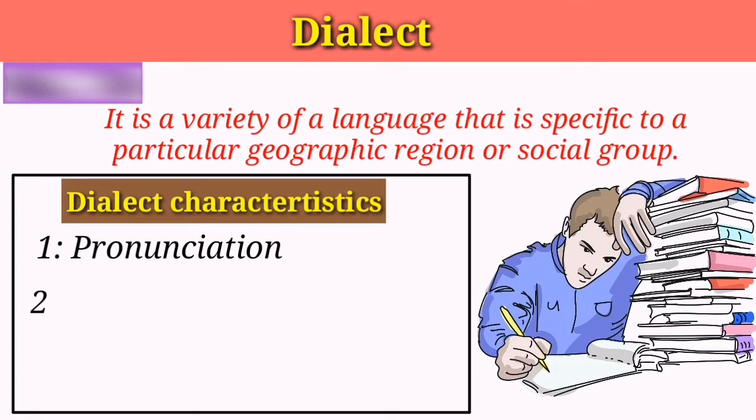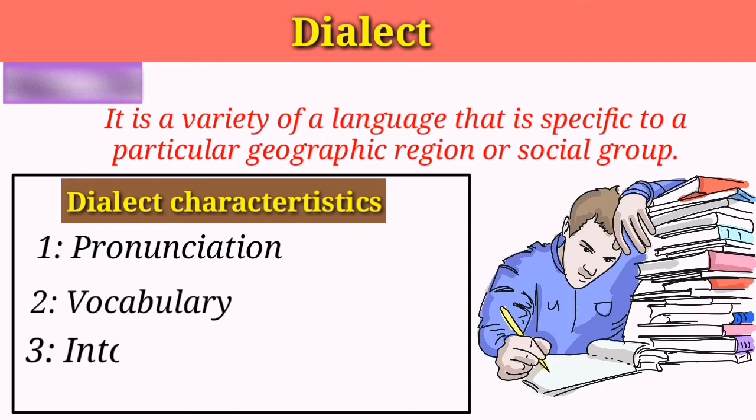And the next one is vocabulary. As you have understood that these people will pronounce words differently than others, but they will not just be different in pronunciation but also in vocabulary. They will use different vocabulary, so this is also one of the characteristics of a dialect. Though they will be speaking one language, within that language they will use different words for different things, and that will be different from the standard language.